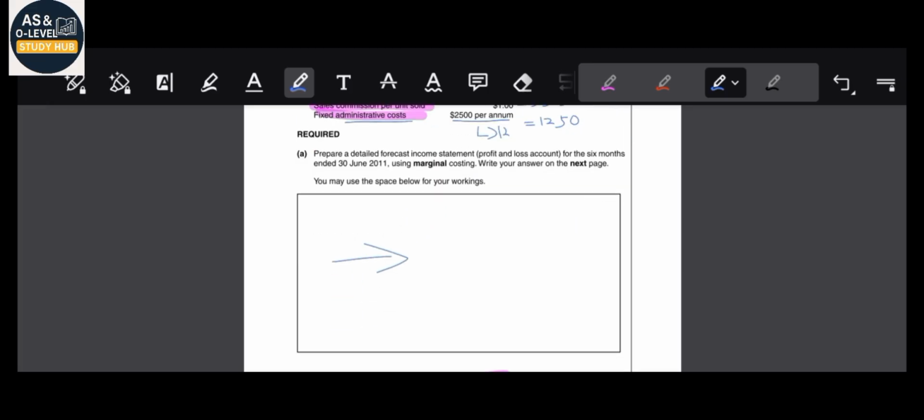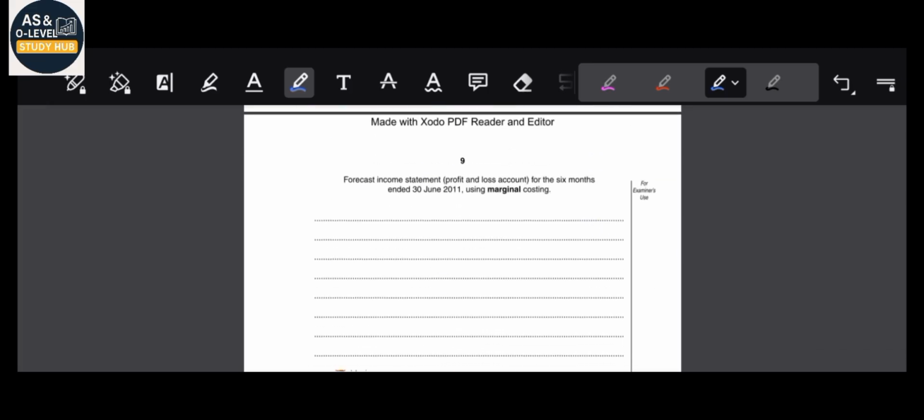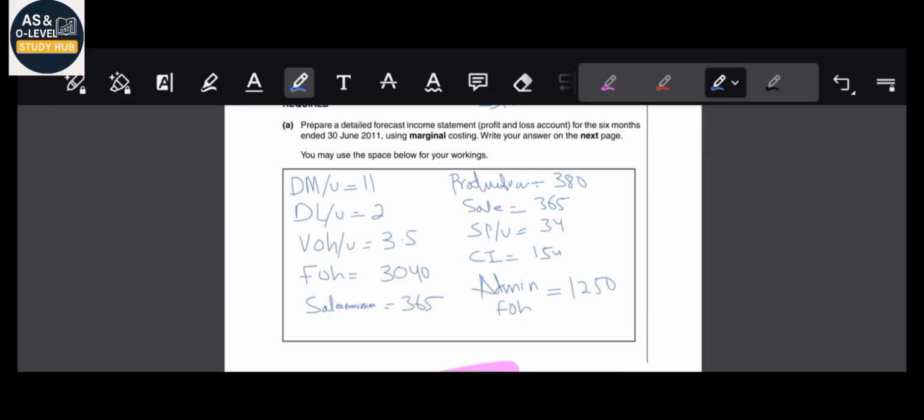In today's video we will only do part A, we will only make marginal costing, and in the next video we will do the absorption costing, profit statement, and the reconciliation. Now I have written all of the working which we have to do in this area.